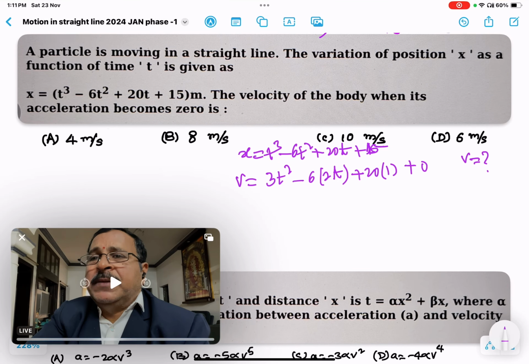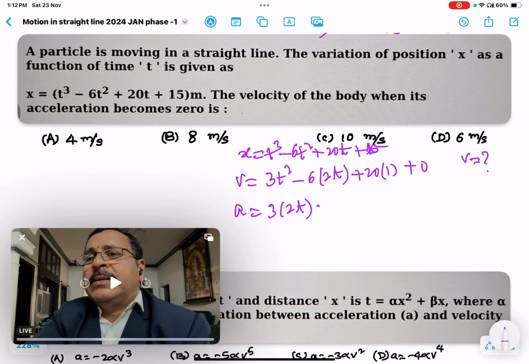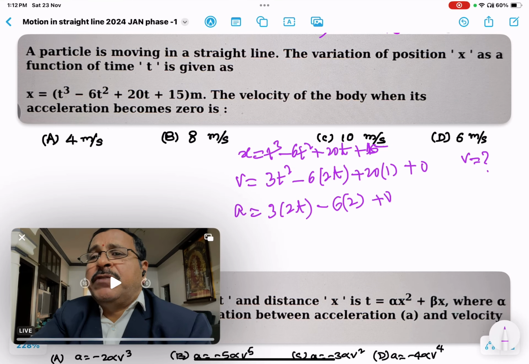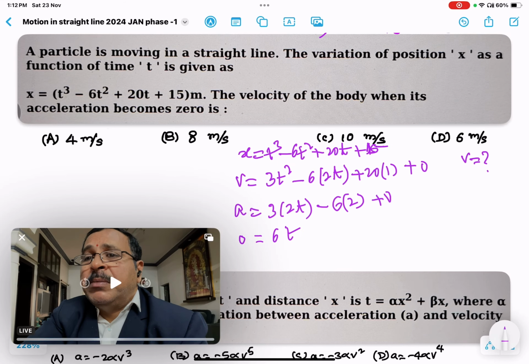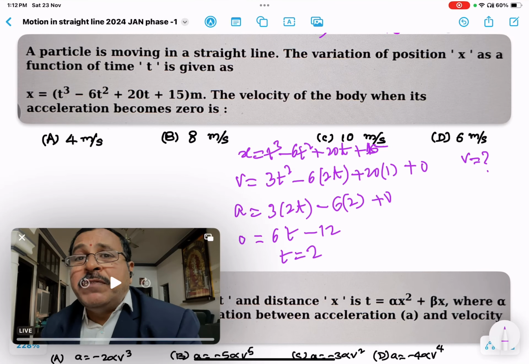Now this is the velocity, right? And now for the acceleration formula, we differentiate again: 3 into 2t minus 6 into 2, plus 0. The acceleration value he has given is 0. So 6t minus 12 equals 0, therefore t equals 2 seconds. We got the t value.